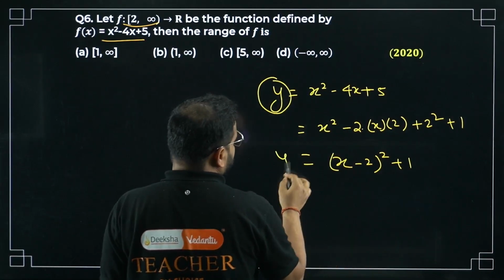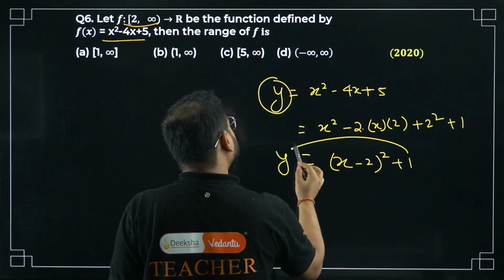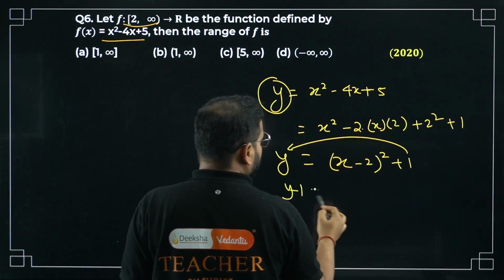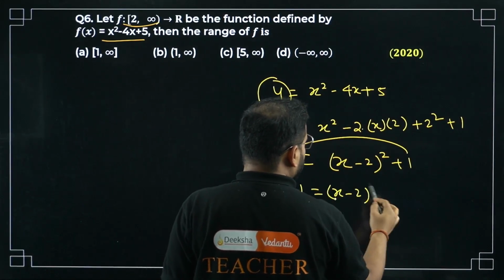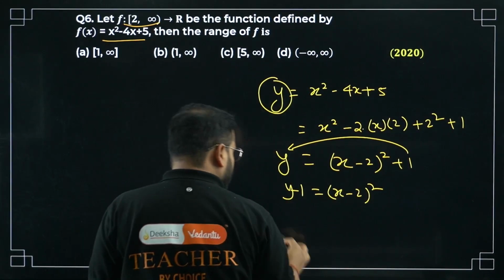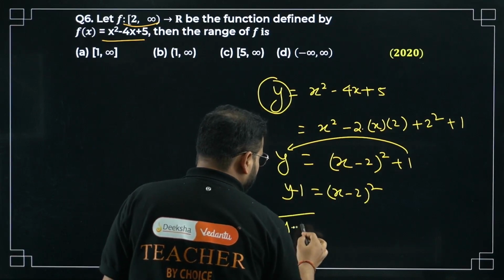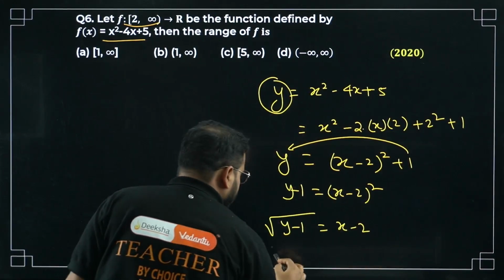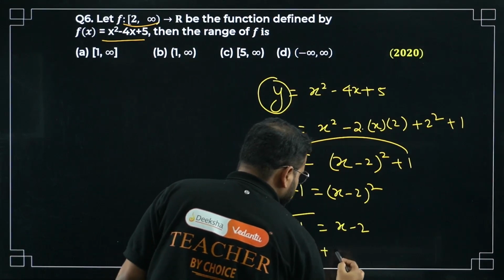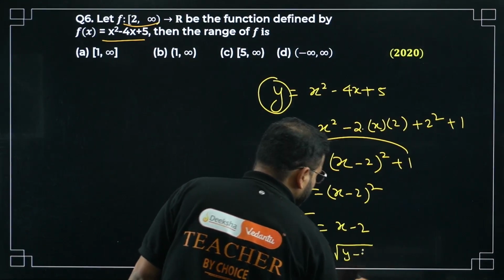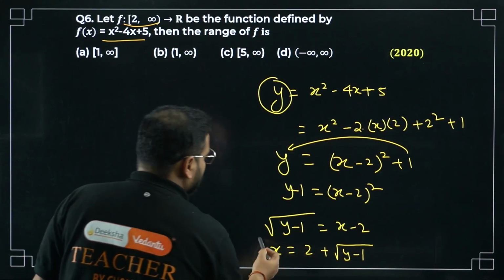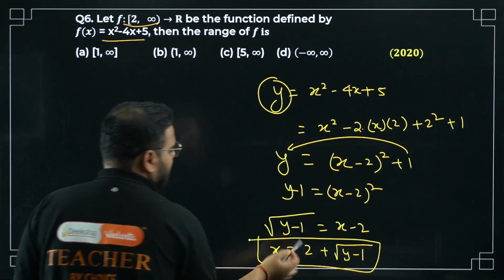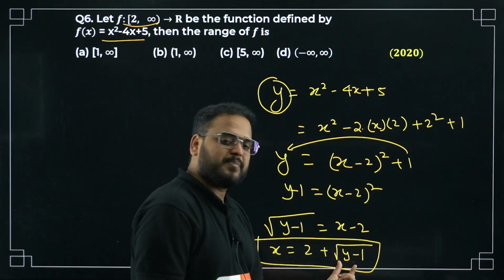Here I have y. Bring this 1 on this side. It will become y minus 1 equals to x minus 2 the whole square. Now take the root, y minus 1 equals to x minus 2, giving me x equals to 2 plus root y minus 1. It can be minus also, not a problem, but that is not a concern right now. Only concern is this part over here.